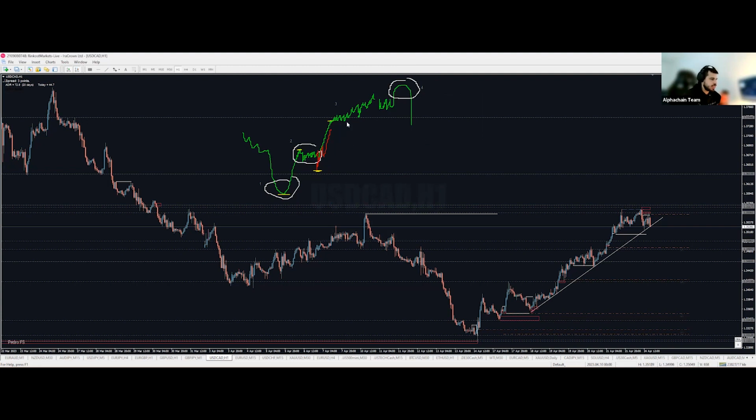Because initially, the first target that you are going to aim for in this kind of movement is going to be the lows at the beginning of this compression, kind of the beginning of the move of the third phase of the move in here. This is going to be for sure most likely one of the targets that you are going to aim for when price does a reversal.